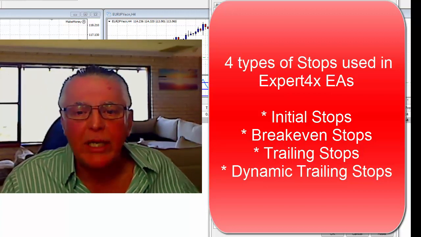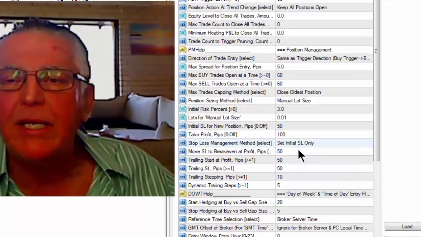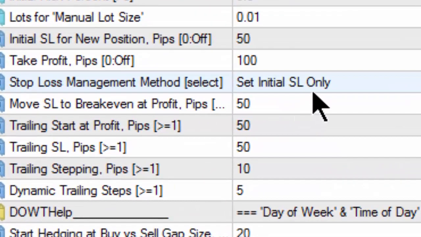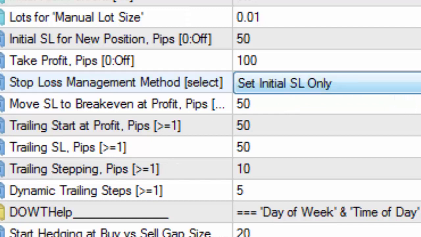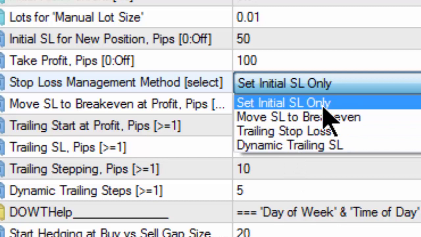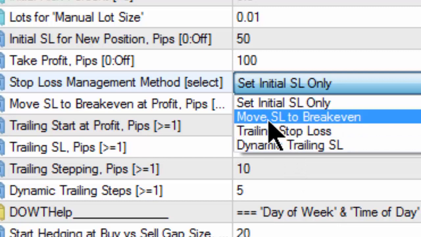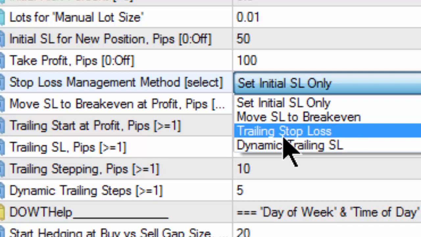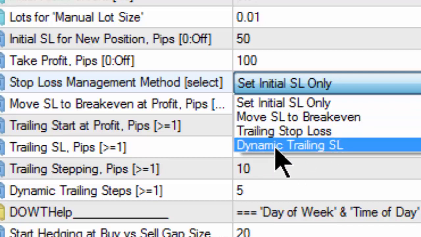Today I'm going to be showing you the different types of stops that we use in our EAs and for manual trading. To do that, I'm going to have a look at our most recent EA, the Make Money EA, and if you look on your screen you can see that there are 4 options for stops. There's the initial stop loss, the move your stop loss to break even option, the trailing stop loss, and then the dynamic trailing stop loss. And I'm going to go through each one and show you how they work.